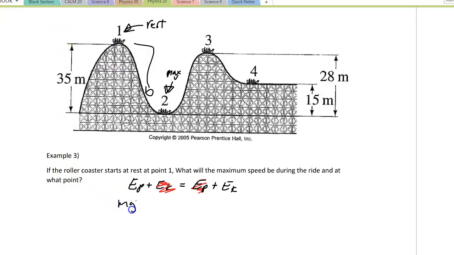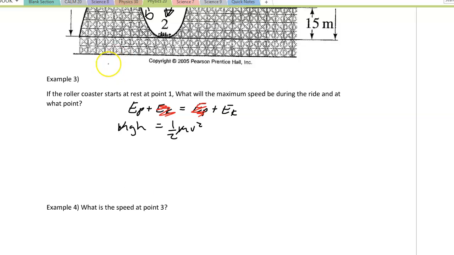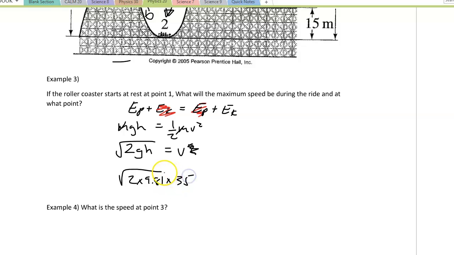Okay, mgh is equal to 1/2 mv squared, or 2gh all square rooted is equal to v. So 2 times 9.81 times 35 meters gets you v, or v is now equal to 26.2 meters per second.